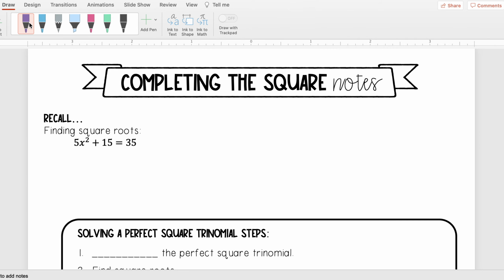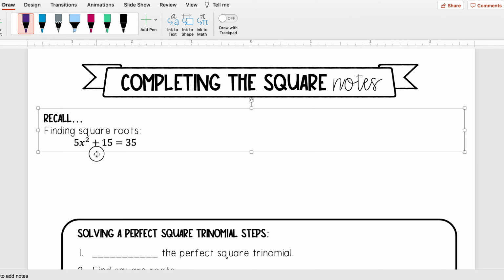Hello everyone! Today we are getting into a new lesson called Completing the Square. All unit we've been learning different methods to solve these quadratic equations, and this is going to be the last method that we'll learn about. If you recall, we did learn about finding square roots, and we know that we can find square roots when we don't have that x term like we have here.